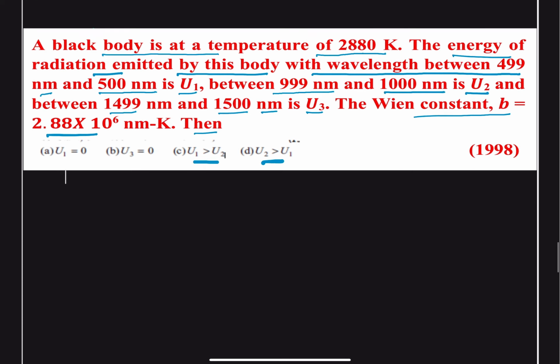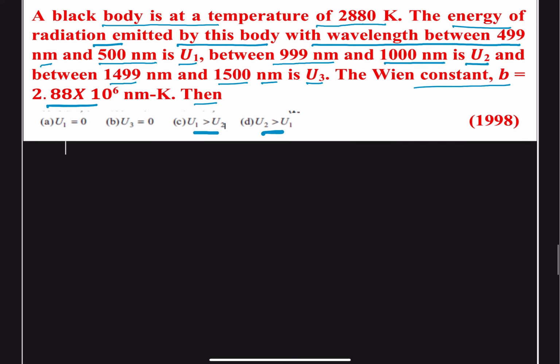So in this case we are going to use two formulas. One is called Planck's radiation law and the other is called Wien's law. Let us start with Planck's radiation law.